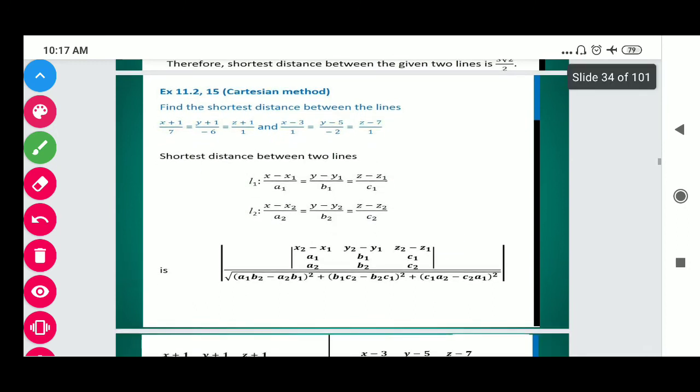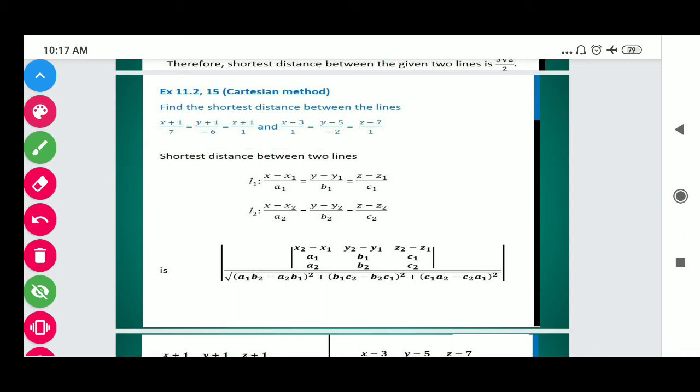Next, here we have the same question. This question is in the Cartesian form. So students, you can first convert the Cartesian form into the vector form. After that you can use the same method: a2 minus a1 dot b1 cross b2 over magnitude of b1 cross b2. Here, first convert this one.